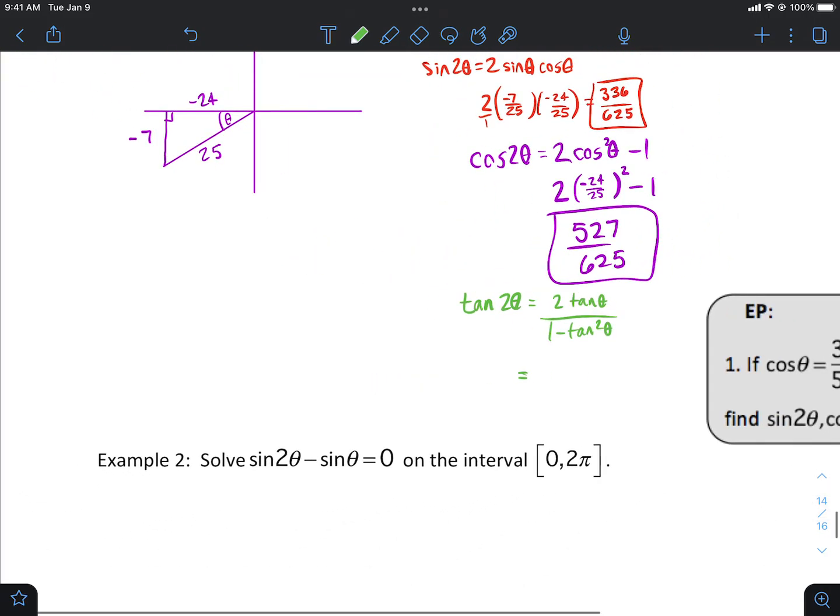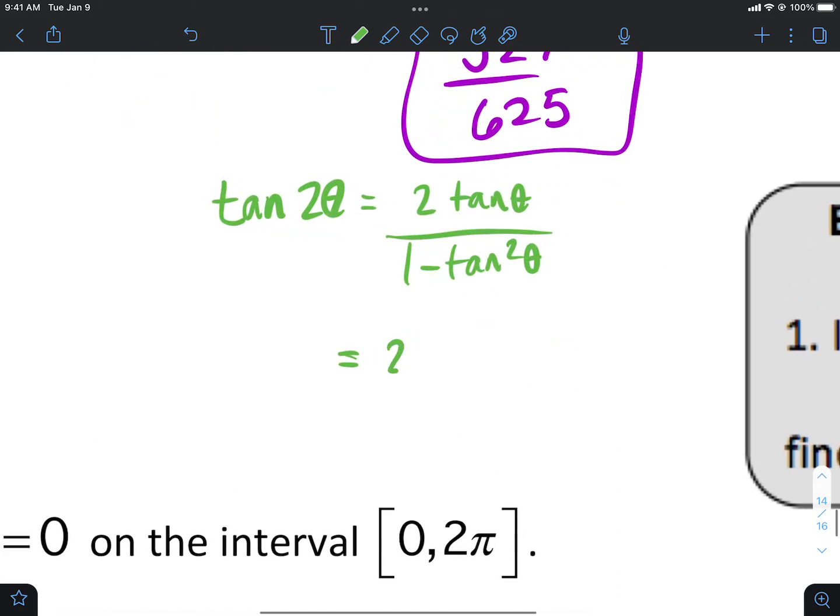Tangent is going to be the opposite over the adjacent. You've got the double negative, so it will be positive. And you start writing it out. So that'll be the positive 7 over 24, and then we'll go 1 minus the other 7 over 24, just like that right there. Just all in the calculator.